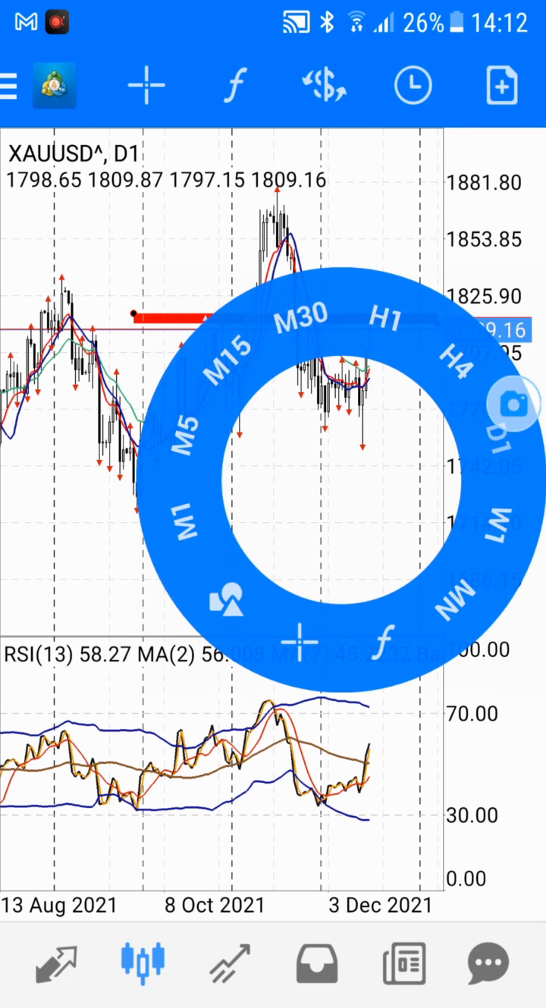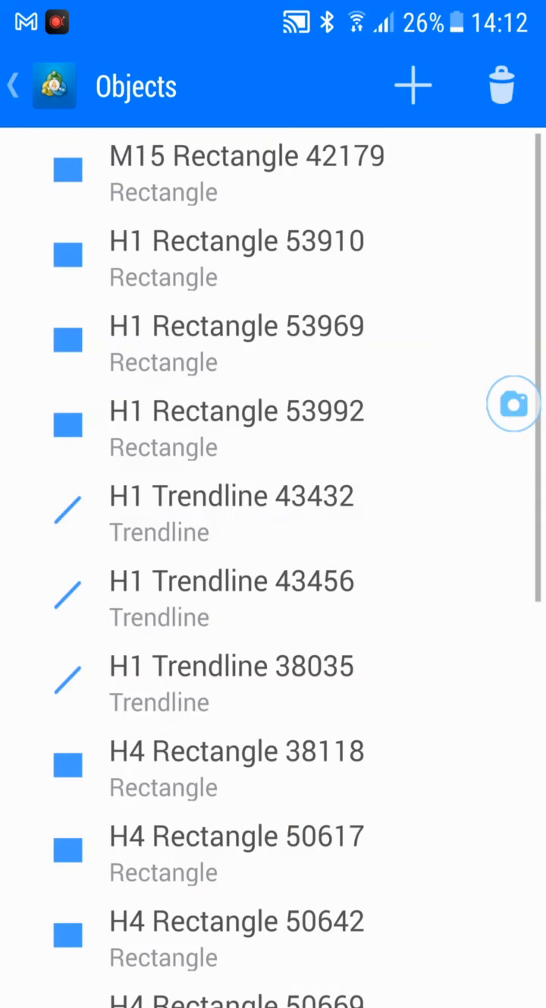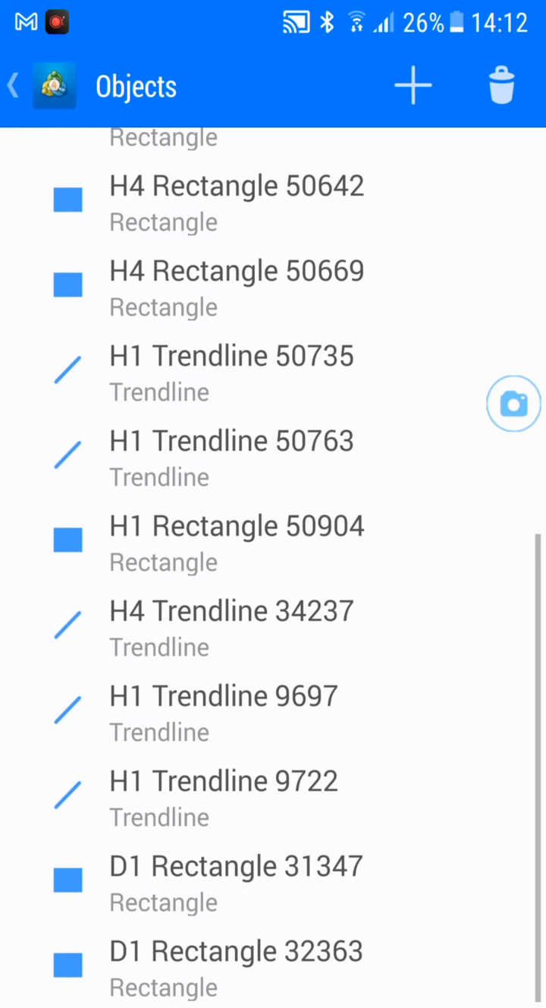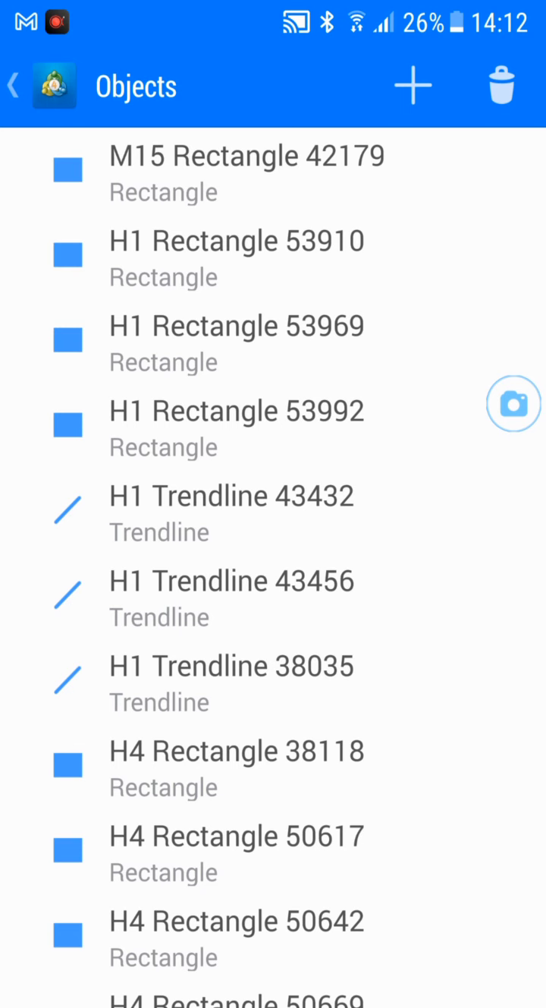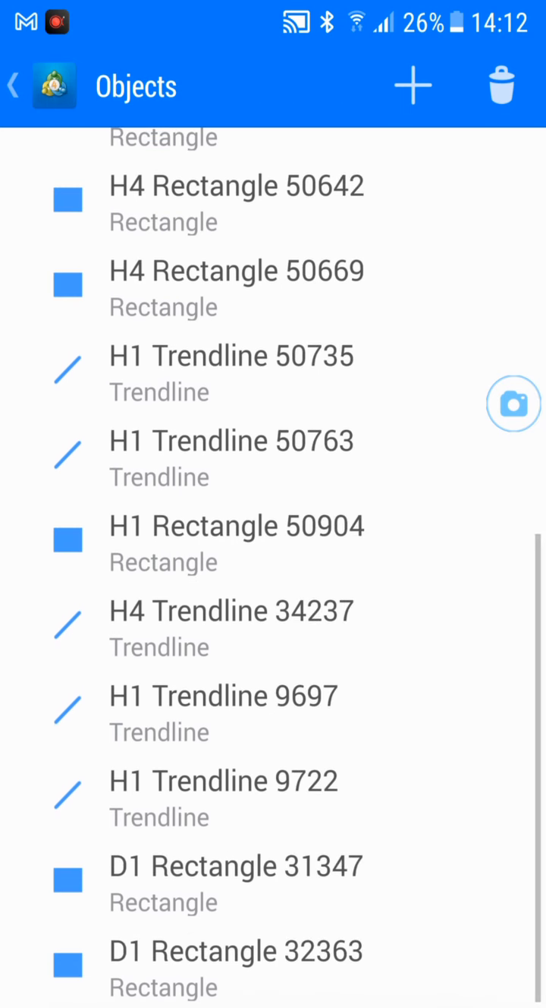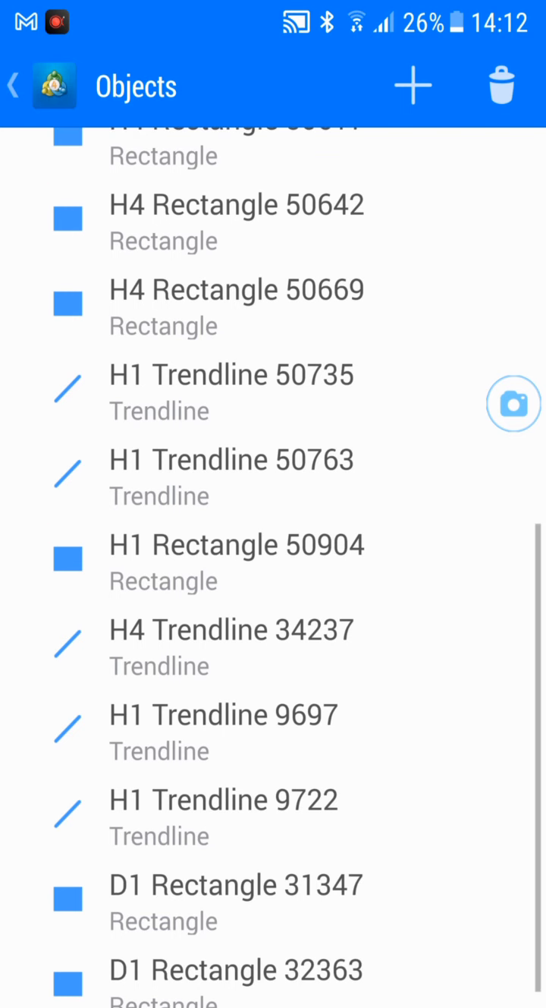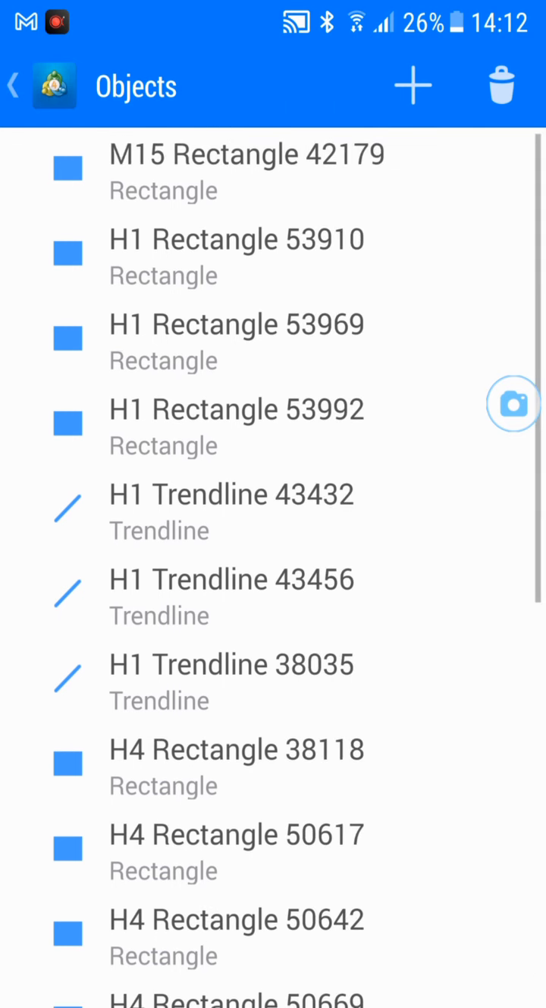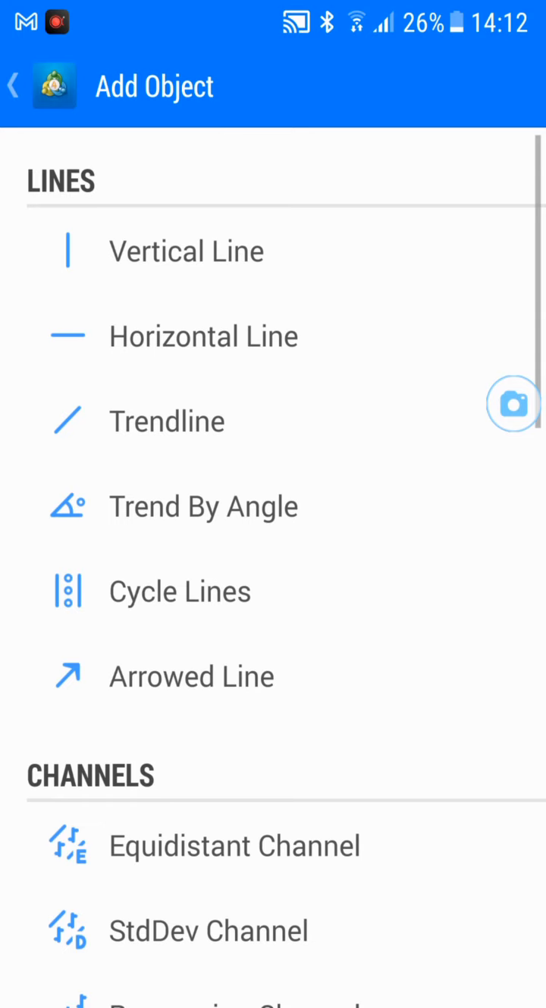Can you see just above the little crosshairs, between the 1 minute and the crosshairs, there's that object icon. Click on that object icon. Why have all these here? Because I use it quite regularly, and so that's why these will always be there. I can remove them with the little basket on the top, then remove all of them, but I'm going to add my next one.